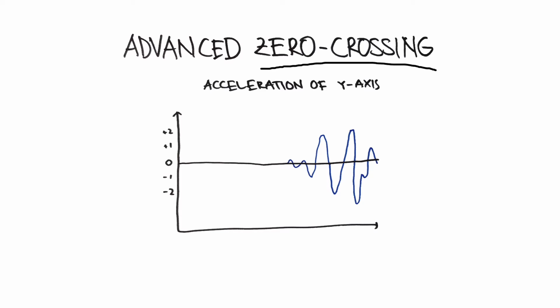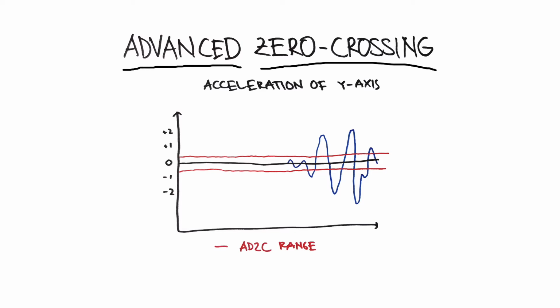To solve this problem, advanced zero crossing method is used. It is achieved by using artificial boundaries on both sides of the 0 point named a DZC range, which is calculated by this formula. Both the constant and standard deviation are obtained through examination. Zero crossing is considered only if the signal has come from outside this range, otherwise it is ignored.